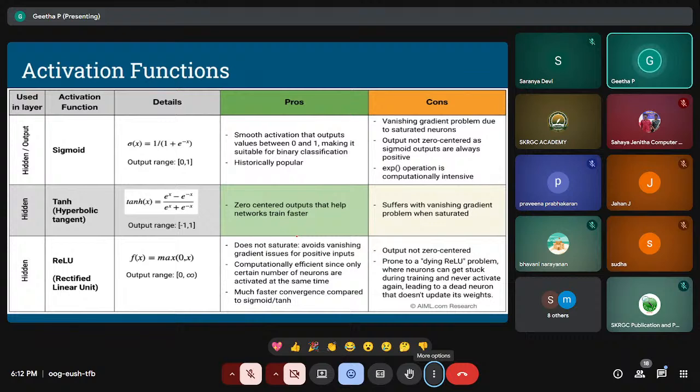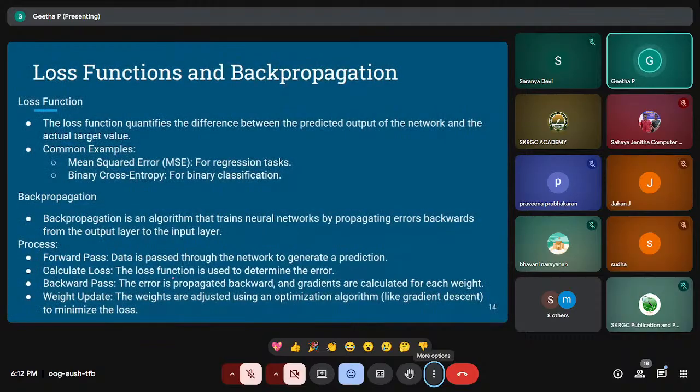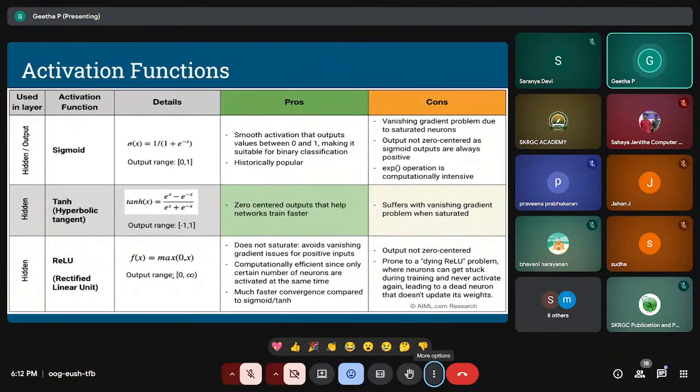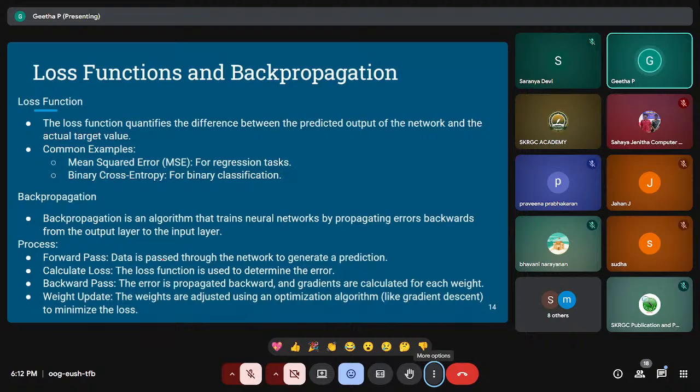So we must know the output range of values. It is 0 to 1 for sigmoid, minus 1 to 1 for tanh, and 0 to infinity for ReLU. These are all the activation functions we have. Next, why do we need loss functions and back propagation, which must be used in neural networks?